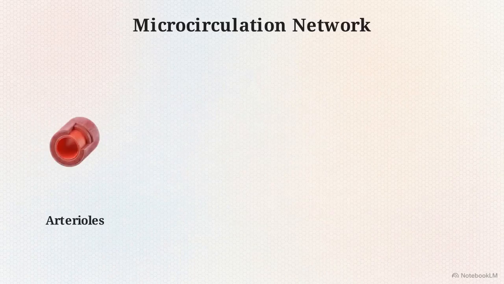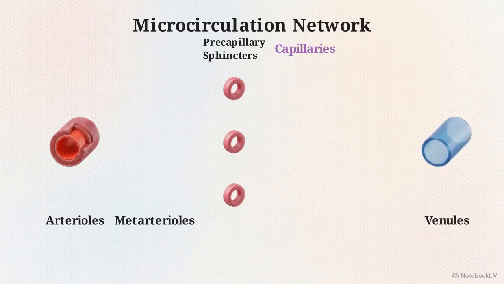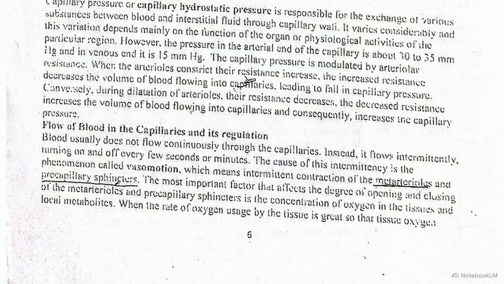Blood flows from the highly muscular arterioles into the metarterioles, past these small gatekeepers called precapillary sphincters, and finally into the true capillaries before draining out through the venules. Blood doesn't flow through these beds in a continuous, even stream. As we see here in the text, it flows intermittently, turning on and off every few seconds or minutes.